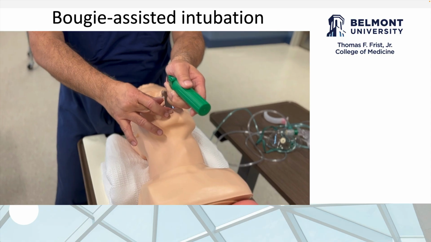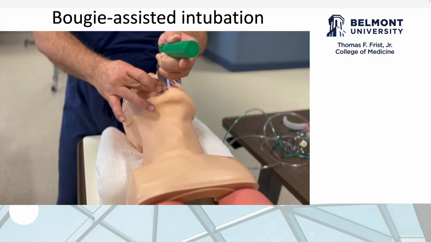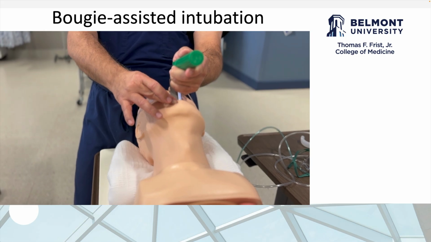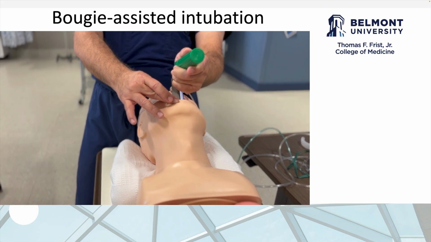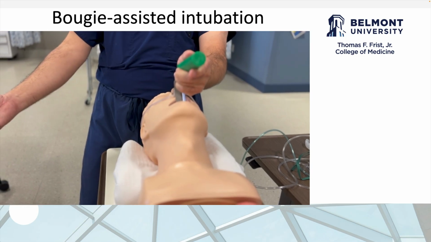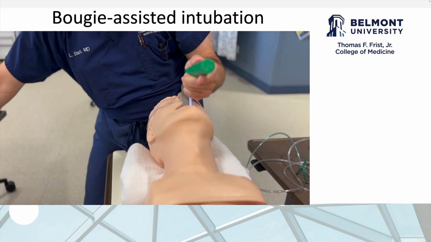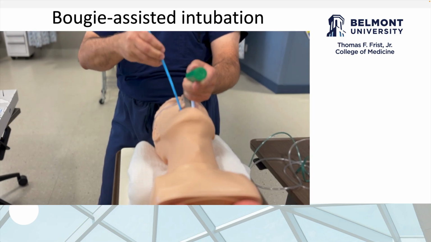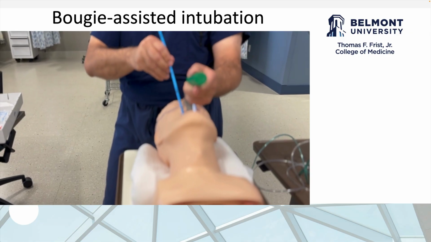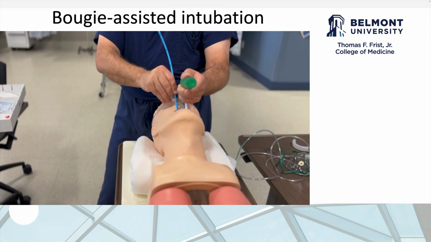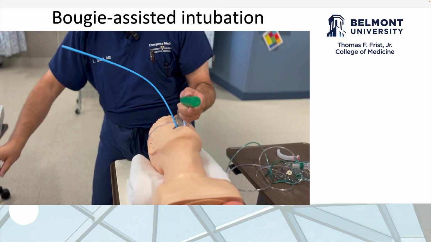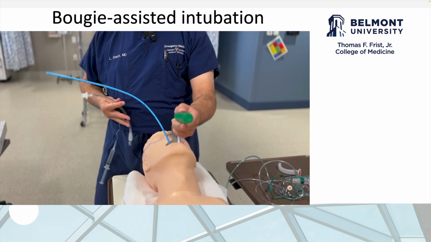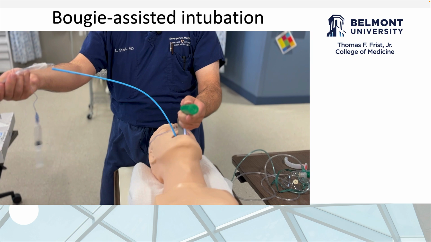epiglottis, okay, I see the vallecula. At this point, I see the interarytenoid notch, and I see the glottic opening. At this point, I would ask for the bougie, and I would go ahead and place the bougie. At this point, I actually can feel the tracheal rings as I pass the bougie. At this point, I would also ask for the endotracheal tube that I've already checked to make sure that the balloon is functioning. I'll go ahead and place this.